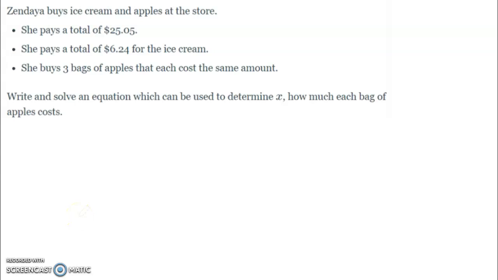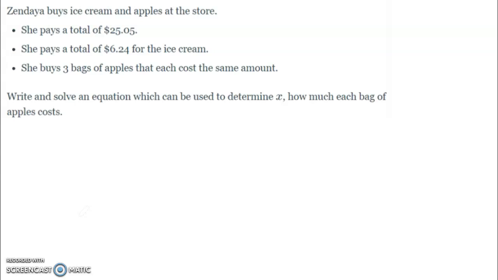Okay, now these next problems are the same principle, but they're slightly different. They refer to the number of units, so we're trying to find the total number of units. So Zendaya buys ice cream and apples at the store. That's a combination, ice cream and apples. So she pays a total of $25.05. That's the total amount. She pays a total of $6.24 for the ice cream. See, they try to trick you with two totals, but the total for everything is the total that I'm referring to. All right, she buys 3 bags of apples.